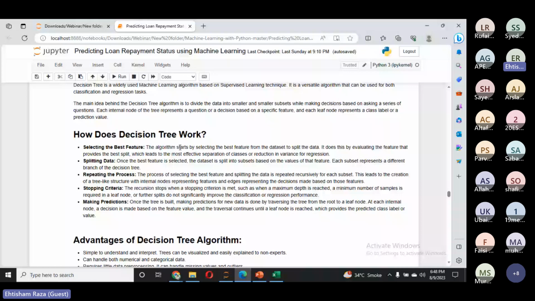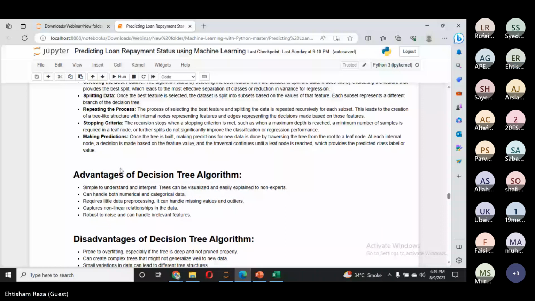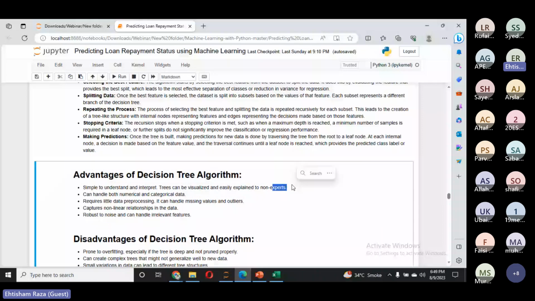Advantages of decision tree: simple to understand, it is not that difficult to interpret. Trees can be visualized and easily explained to a non-expert. Yes, when you create a decision tree, you can also visualize the tree of your data set, so you can easily understand how my model is making a decision.